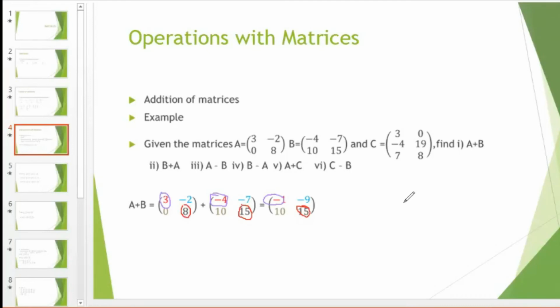What is also important for you to remember is the order in which the matrix comes. For example, the first question tells you A plus B. So we start with matrix A, plus matrix B.